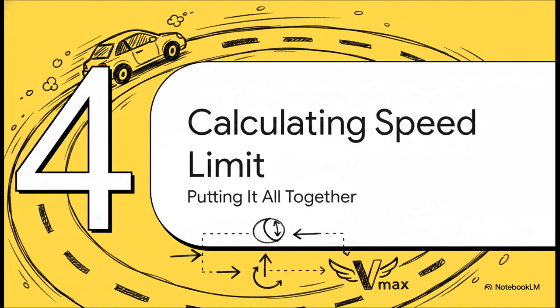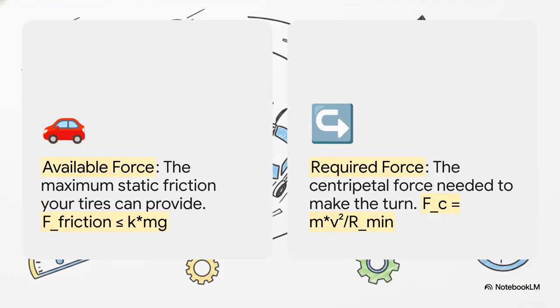Okay, we are on the home stretch now. We've got our forces, we understand the whole acceleration thing, and we've even found the sharpest part of the curve. So it's time to put all these pieces together and actually calculate that speed limit. The whole problem really boils down to this. It's a balancing act. On one side of the scale, you have the maximum turning force your tires can possibly provide. That's the static friction, which is the coefficient, Ks, times the normal force, mg.